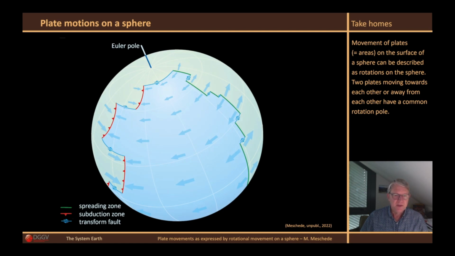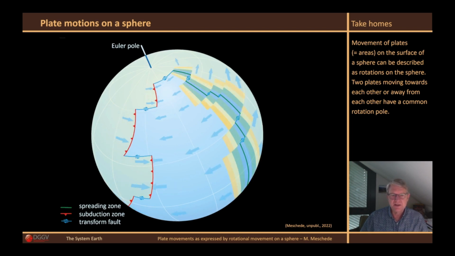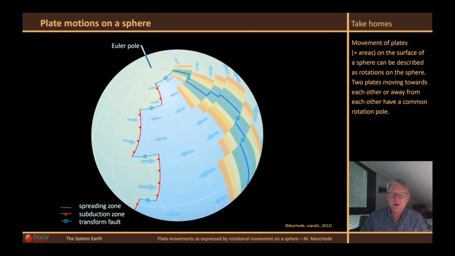Here again, two plates move by rotating around an axis of rotation, according to Euler's principle. And here again, two adjacent plates that move in different directions on the sphere always have a common pole of rotation. It is important that this pole of rotation only applies to this pair of plates. So on Earth, with its many large and small plates, we have a large number of poles of rotation, depending on which pair of plates we are looking at.